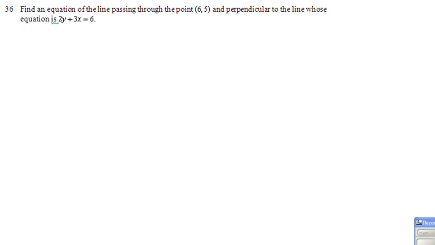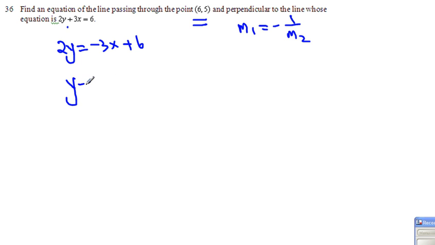Number 36. Find an equation of the line passing through this particular point and perpendicular to this one. Perpendicular, that means slopes are negative reciprocals. So slope 1 must be equal to the negative reciprocal of the other slope. Then here we have what is the slope. By subtracting 3x, we get 2y must be equal to negative 3x plus 6. By dividing it by 2, y equals negative 3 over 2 x plus 3. But perpendicular, that means slope must be 2/3.